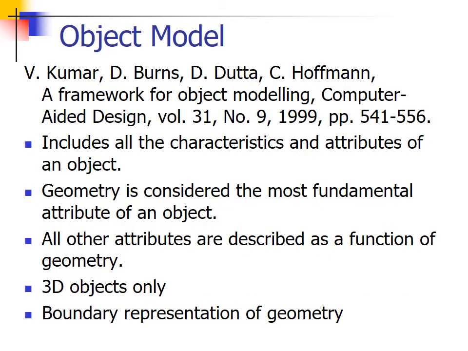The second model is the object model. This model includes all the characteristics and attributes of an object. Geometry is considered the most fundamental attribute of an object, but the geometry is only represented by the boundary representation. You can find more information about this model in this article.